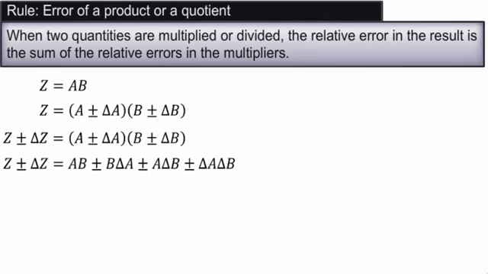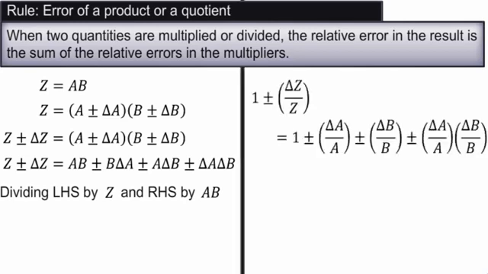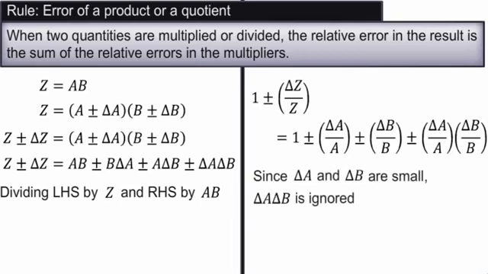Dividing the left-hand side by Z and the right-hand side by AB, we get 1 ± ΔZ/Z = 1 ± ΔA/A ± ΔB/B ± (ΔA/A)(ΔB/B). Since ΔA and ΔB are small, we shall ignore their product. Hence, the maximum relative error ΔZ/Z is equal to ΔA/A + ΔB/B. This holds true for division as well.